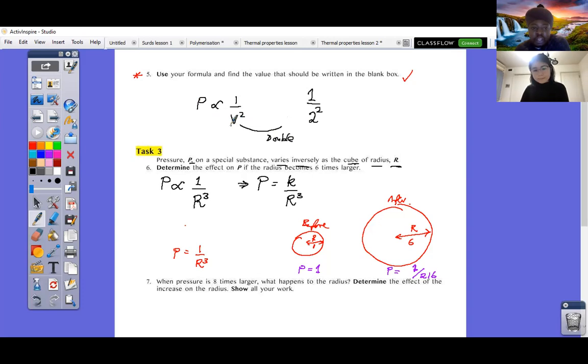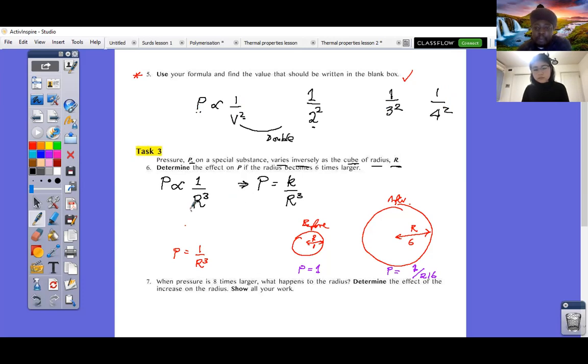What about if I triple this, if I make it 3 times bigger? Then the new P will reduce by 3 squared. If I make this 2 times bigger, because of that square, the pressure is going to quarter. If I make this 3 times bigger, it's going to go down by 1/9. If I make it 4 times bigger, and so on.